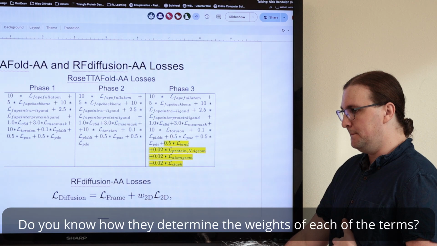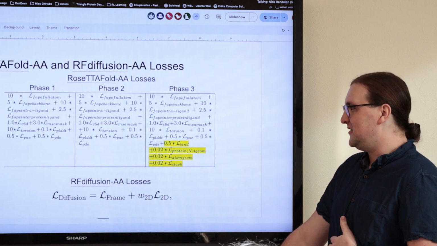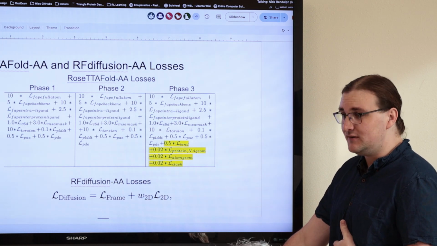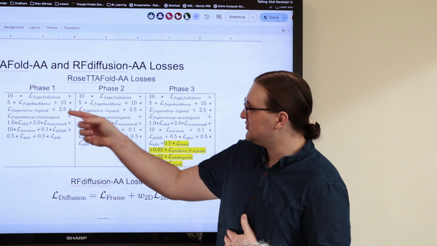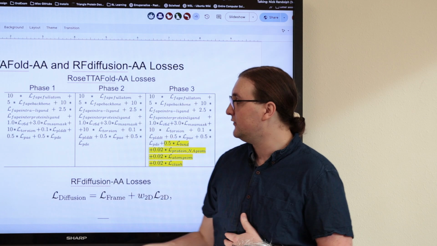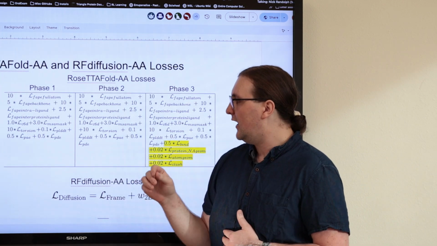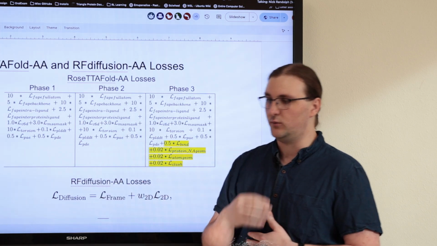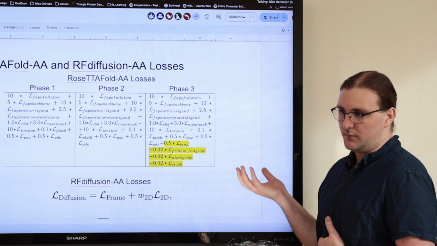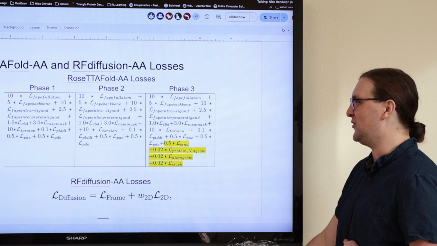Do you know how they determine the weights of each of the terms? A lot of the time, it's just kind of arbitrary. They kind of upweight the things that are most important. So in this case, we want to make sure that the structures themselves are most accurate. So you see 10s and 5s. Those are the most heavily weighted terms. We also want to make sure that the side chains are learned really well. The confidences are typically weighted a lot less because we don't want those dominating the signal and the gradients, but they still want to be learned properly. So yeah, there's not like a science to that, unfortunately.